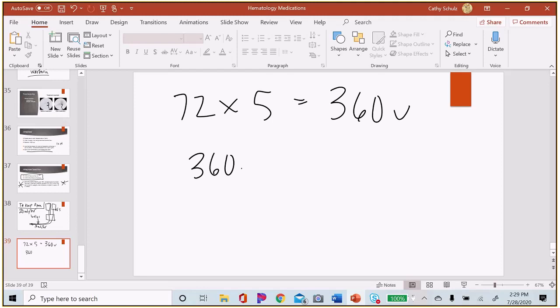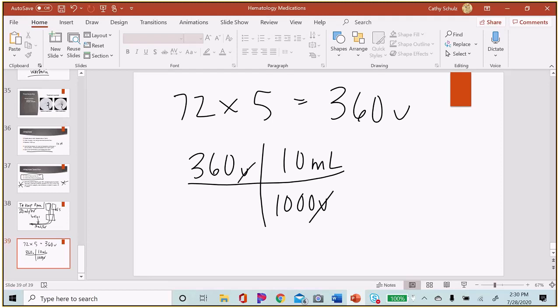So I need to give 360 units, and this vial's concentration is 1,000 units in 10 milliliters. Then I will be left with milliliters. So 360 times 10 is 3,600 divided by 1,000 equals 3.6 milliliters.